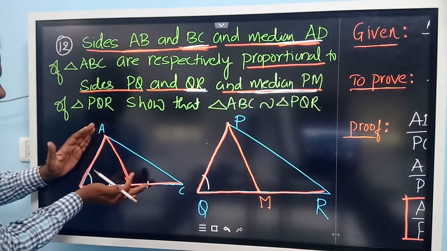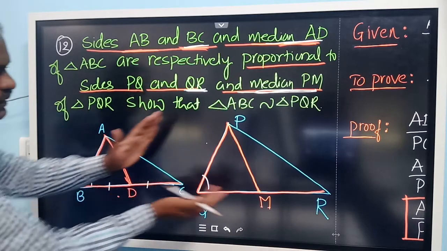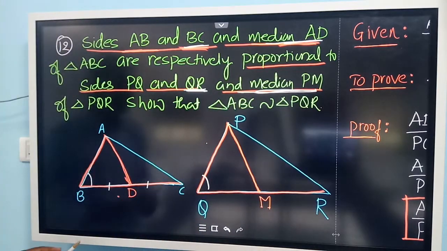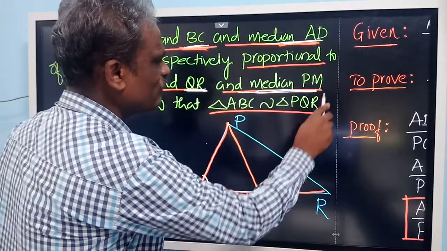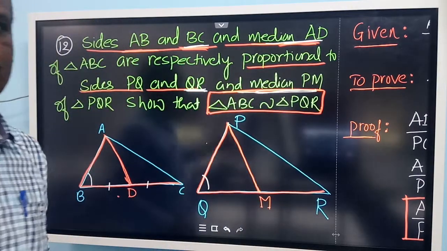These are two sides and an included angle. Two sides and an included angle. Therefore, triangle ABC must be similar to triangle PQR. This is what we wanted to prove in this question.